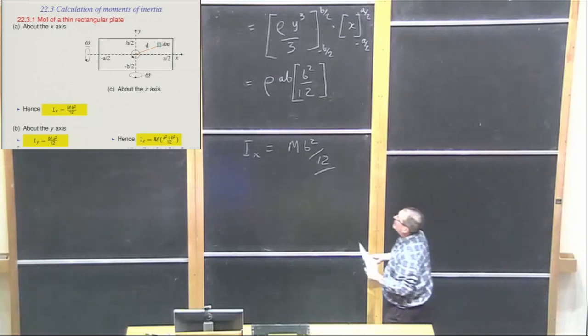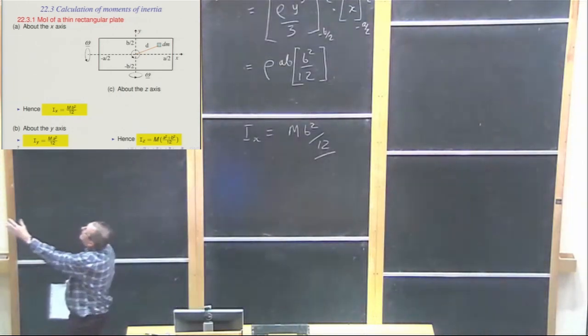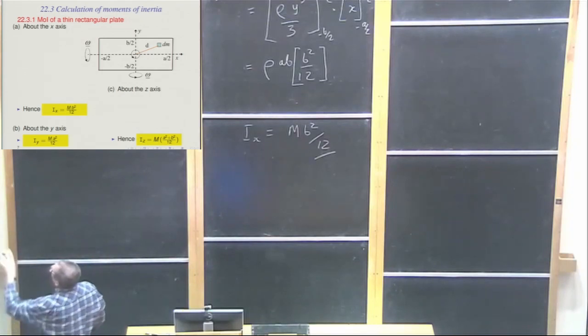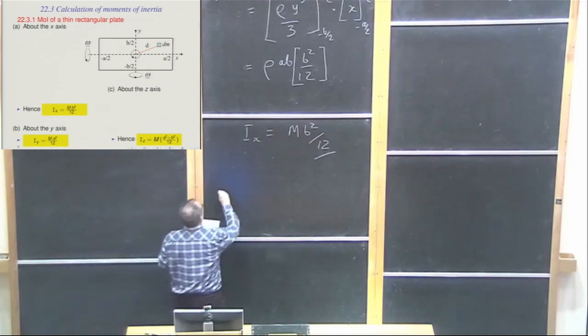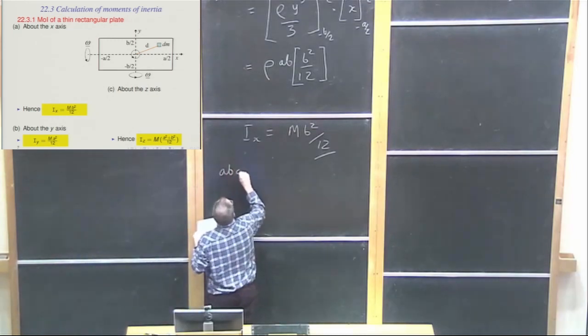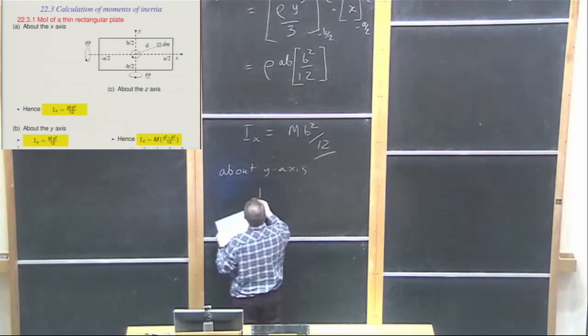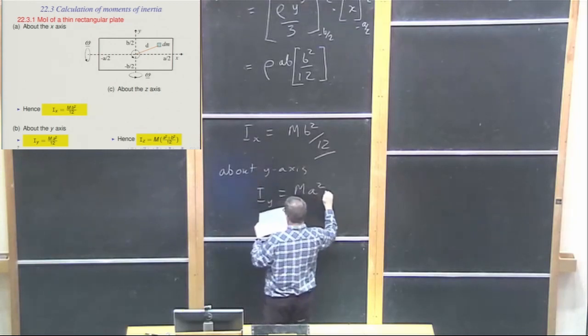Let's consider the y-axis. That's trivial. We don't need to do the calculation because it's directly analogous. It's just going to be the same result, but with a instead of b. So about the y-axis, we then have I y equal to M a squared over 12.